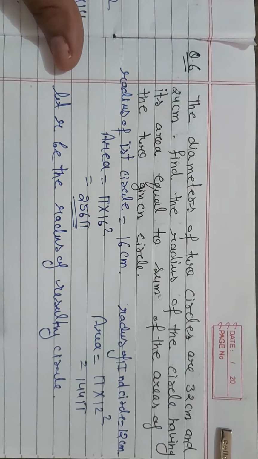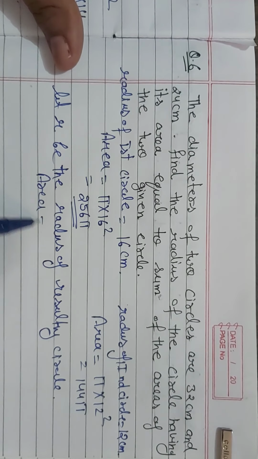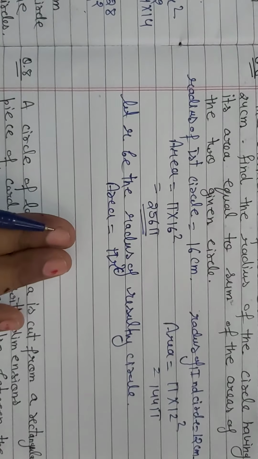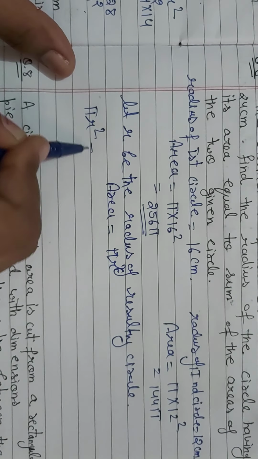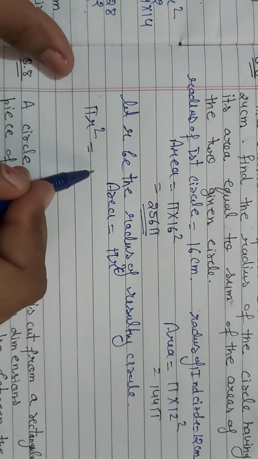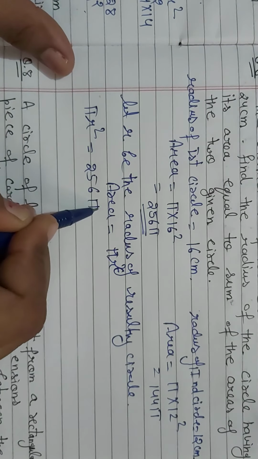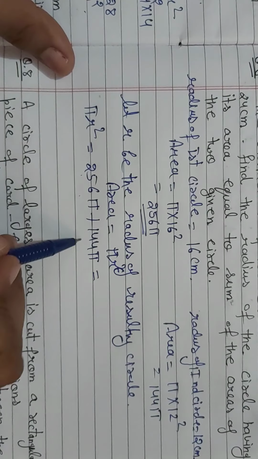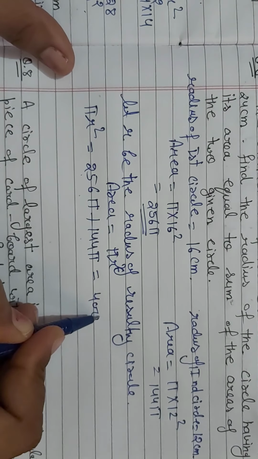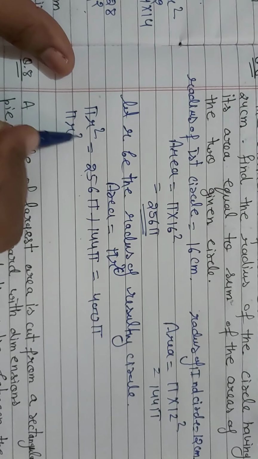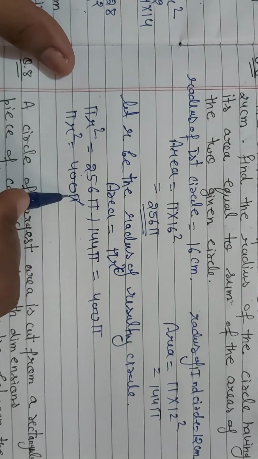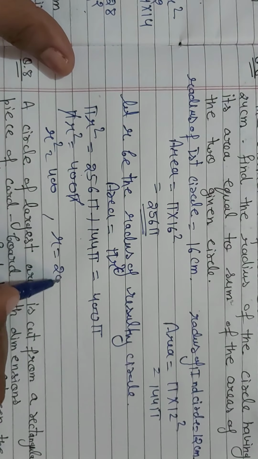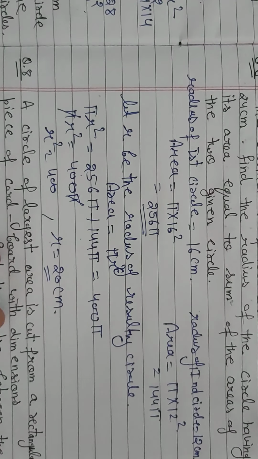Then the area of the resulting circle equal to pi r square, but there is a given relation with the area. Pi r square equal to the sum of the areas of these two circles, 256 pi plus 144 pi. This equals 256 plus 144, that is 400 pi. Pi r square equal to 400 pi. Pi and pi cancel. r square equal to 400 and r equal to 20. The radius of the resulting circle is 20 cm.